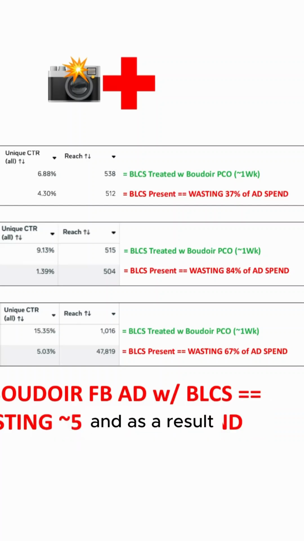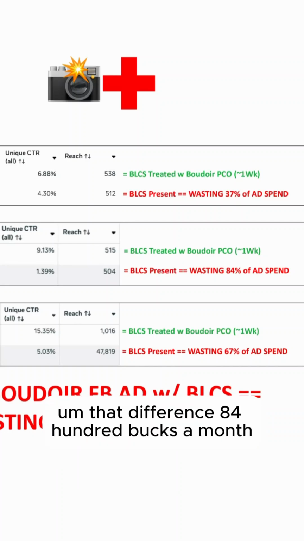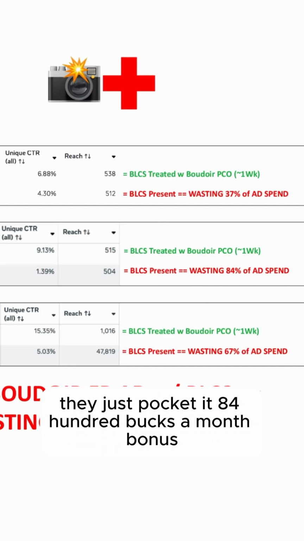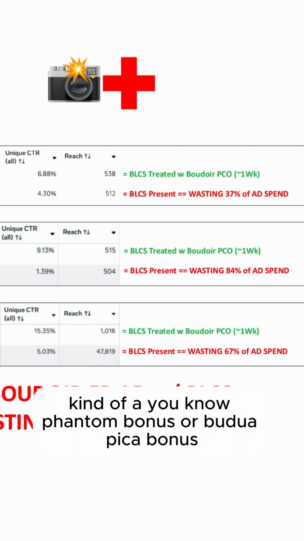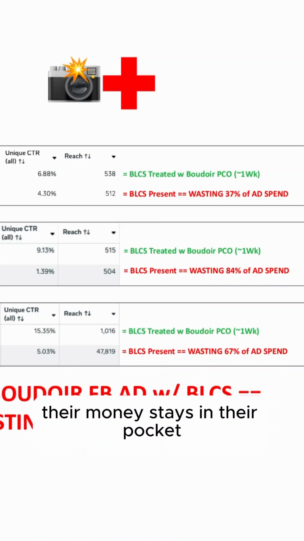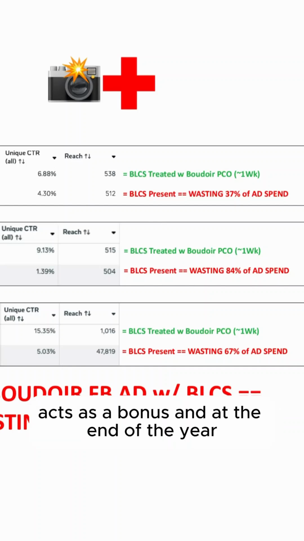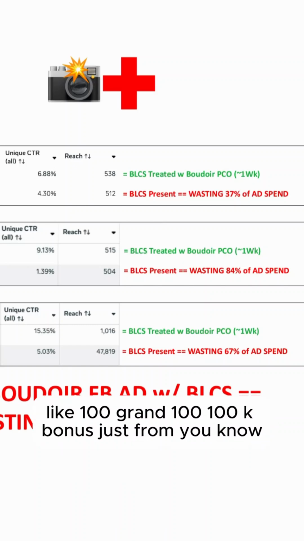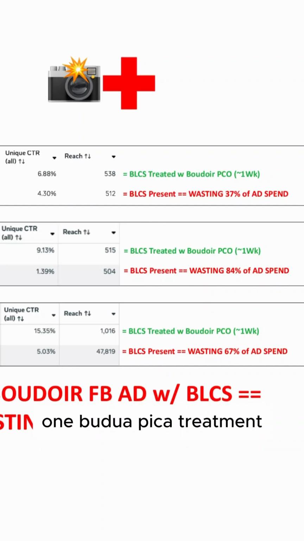And as a result, that difference, 8,400 bucks a month, they no longer have to spend. They just pocket it, 8,400 bucks a month bonus, kind of a phantom bonus or Boudoir Pico bonus. They simply don't spend the money, it stays in their pocket, acts as a bonus. At the end of the year, it's like a 100K bonus just from one Boudoir Pico treatment.